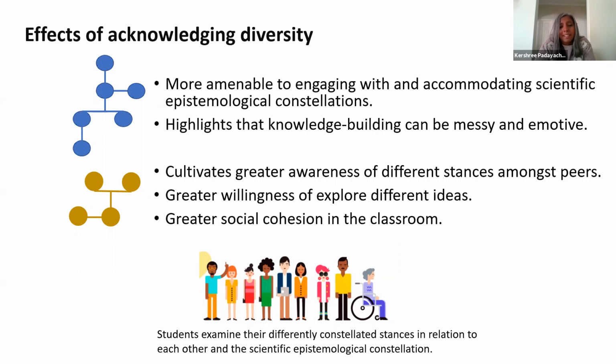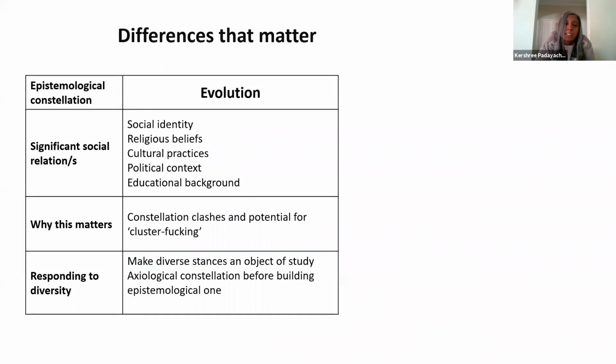So students basically examine their differences in relation to each other and in relation to the scientific epistemological constellation. So I'm just going to hand over to Lee now, just to highlight some of the key issues in relation to the bigger discussion that we're having.